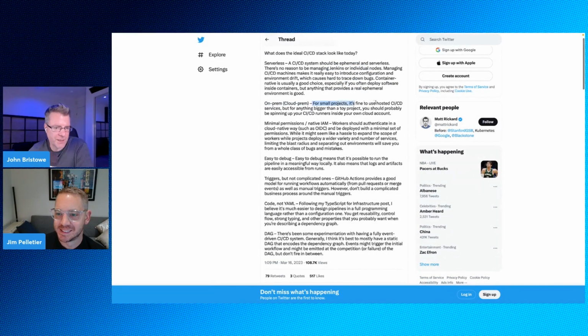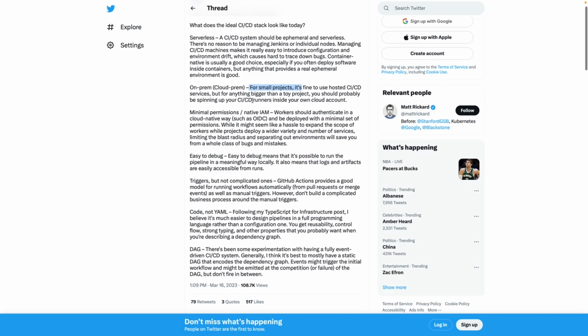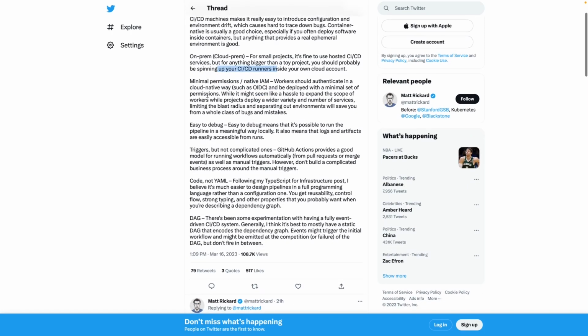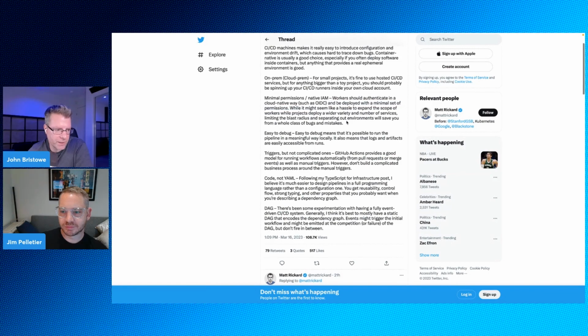For small projects, fine to use hosted CI/CD services, but anything bigger than a toy project probably should be spinning up runners inside your cloud account. That makes sense. Minimal permissions or native IAM. Those are basically your user context. So workers should authenticate in a cloud native way, OIDC, and be deployed with a minimal set of permissions. That makes sense to me. You want to minimize the amount of exposure.